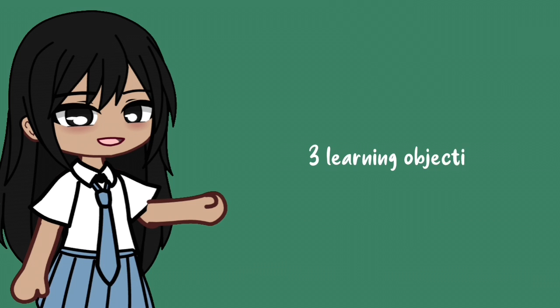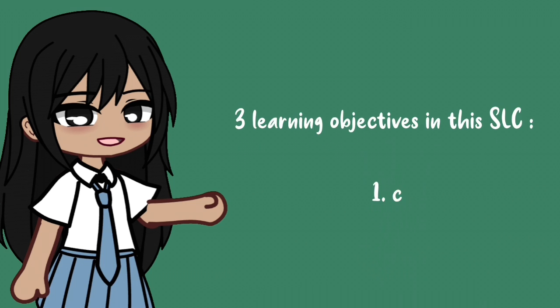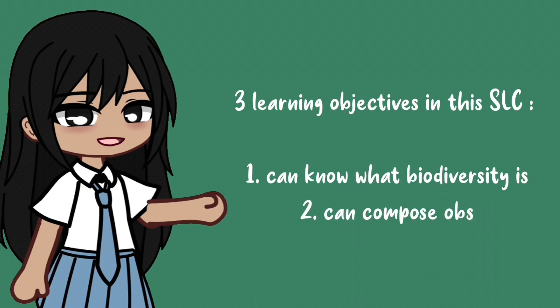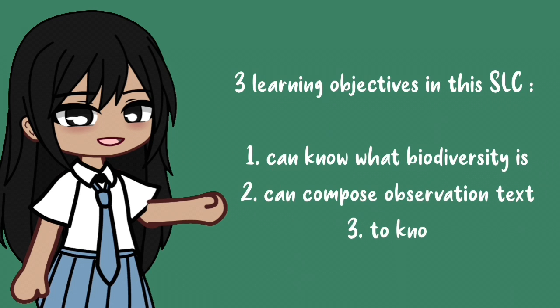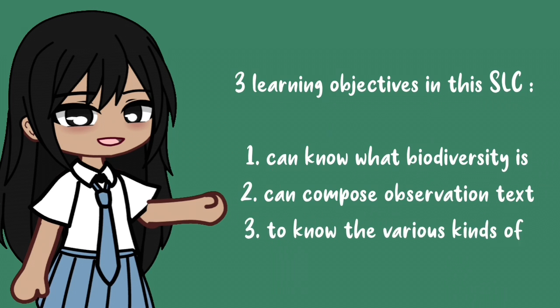There are 3 learning objectives in this SLC, which is 1. We can know about biodiversity, 2. We can compose observation text, and 3. We know the various kinds of art.